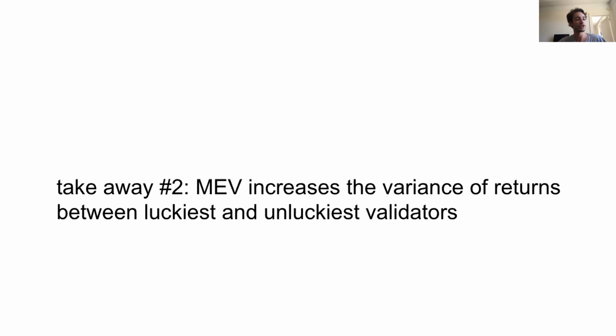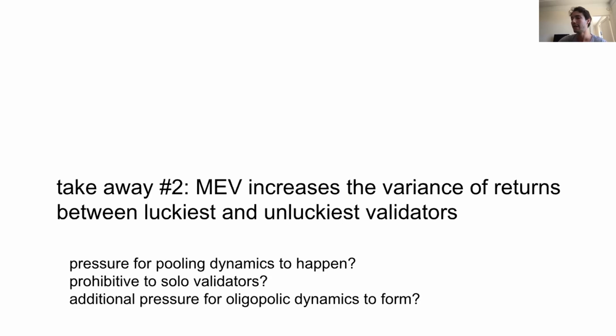And that brings up a lot of questions that we haven't answered yet, and this is something that we're thinking about more, but does it exert pressure for pooling dynamics to happen, right? Because you want to smooth out that variance of luck. Does it mean that MEV is prohibitive to being a solo validator? Or does it exert additional pressure for oligopolic dynamics to form, right? Where people that have a large validator stake will have more blocks that they propose, they will get more MEV rewards from that, and then they will have more ETH, and then they can stake more, and that cycle.